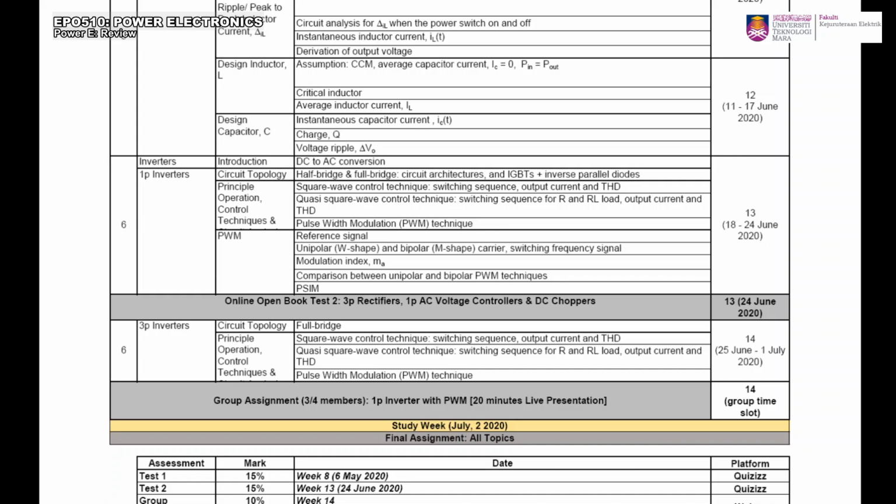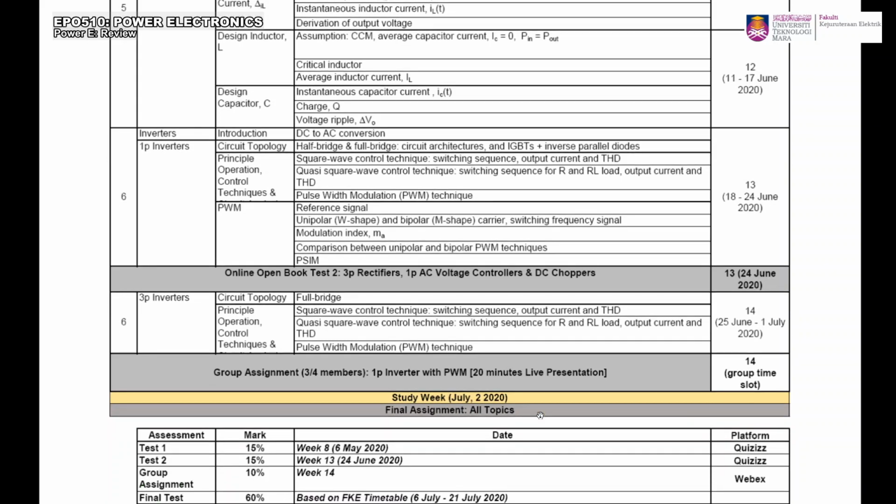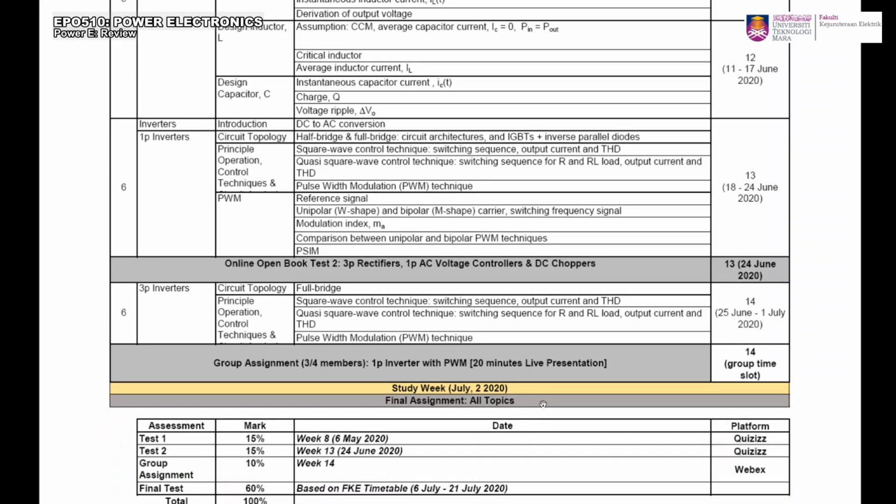Each group will have a different question, and then you will do the simulation for the inverter, and then you must compare with the theory. There will be a 20-minute live presentation, which means every group will be online. We're probably going to use a Zoom or WebEx platform, and you're going to present to me the outcomes of your group assignments. Everybody has to talk, everybody has to present, and that will give you the marks for your group assignment.